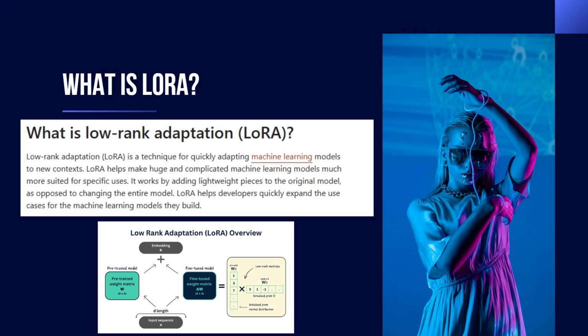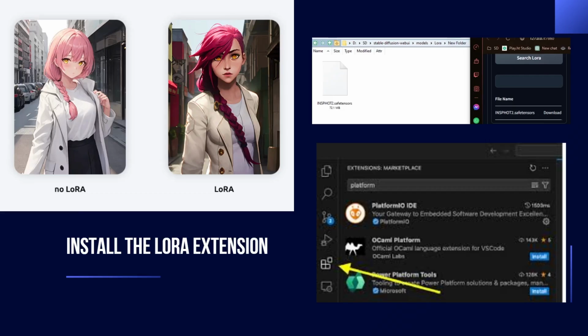So, first, install the LoRA extension. Begin by downloading the LoRA extension from the official repository. This will allow you to integrate LoRA into your Stable Diffusion setup seamlessly.